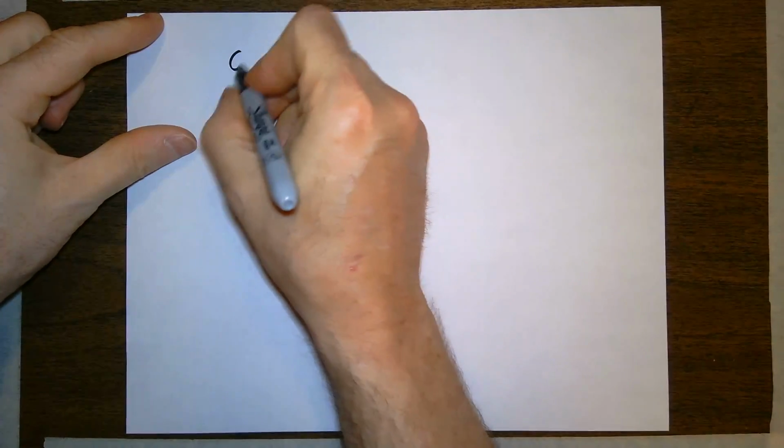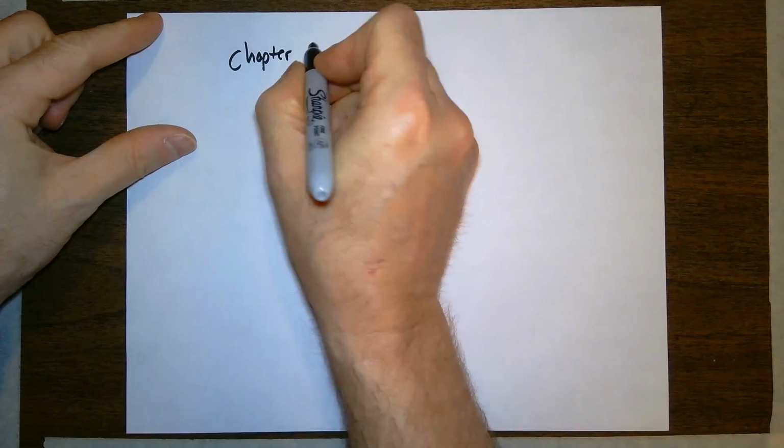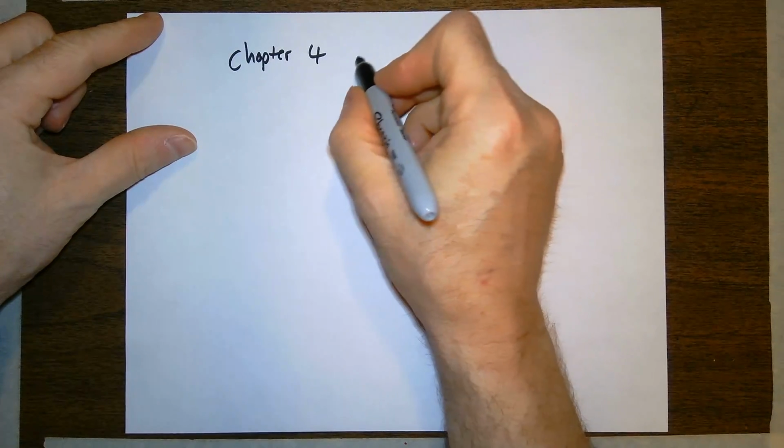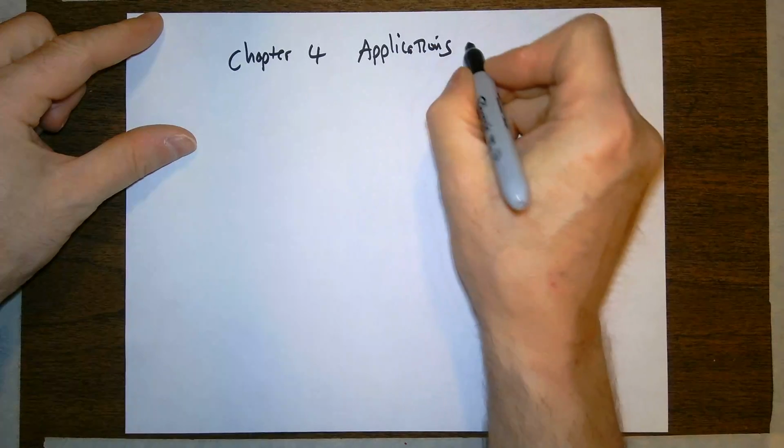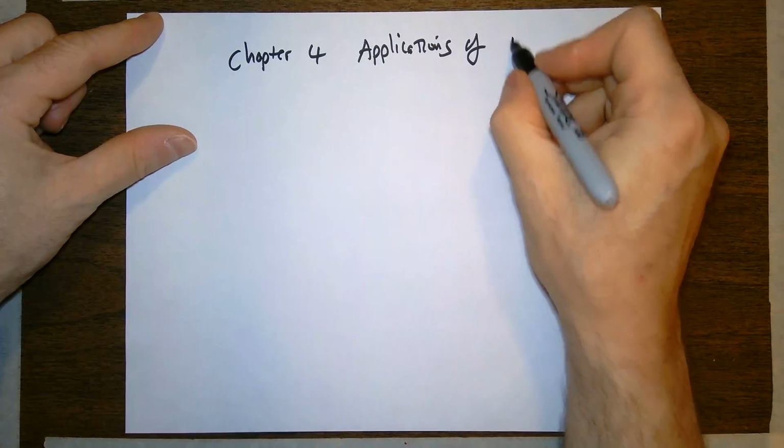All right, so here we go. So, concepts. Let's talk about maximum and minimum points. So, Chapter 4, applications of differentiation.